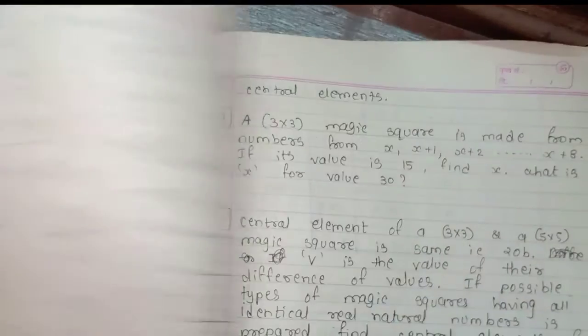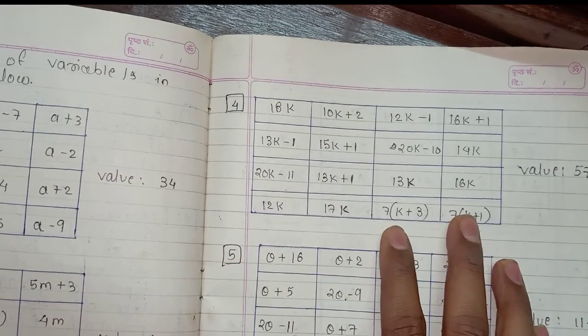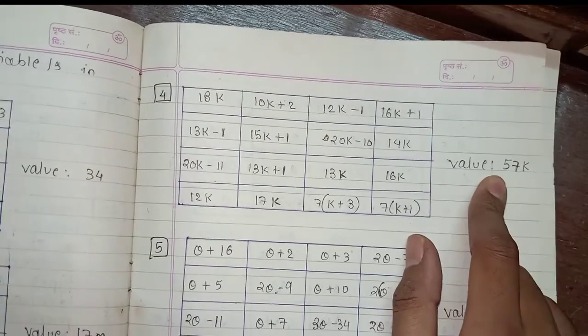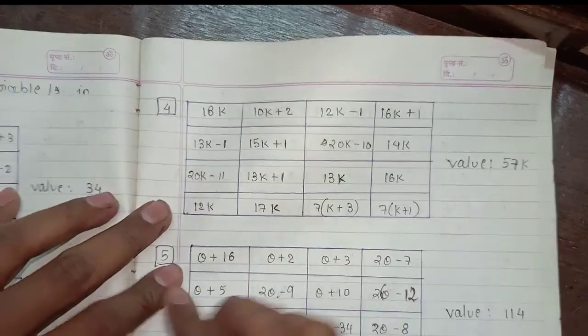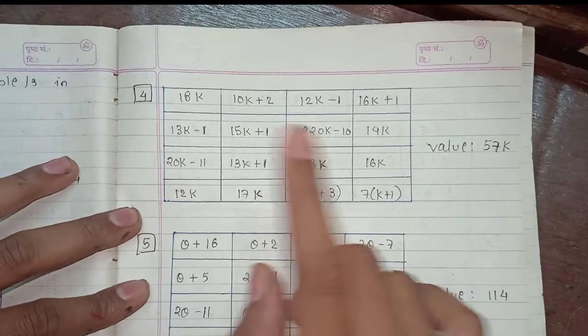So you can see 3 by 3, and after that 4 by 4 magic squares of variables only. Again, all these are variables. The value is given. Now what happens? This is actually a little bit advanced. When you solve this, you will compare it with the value.